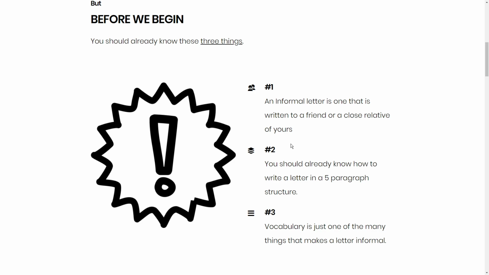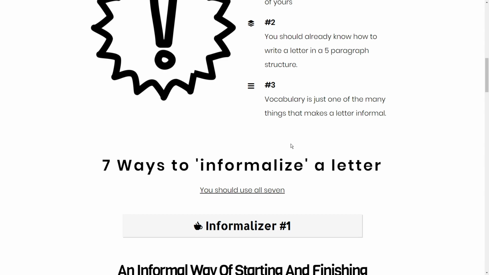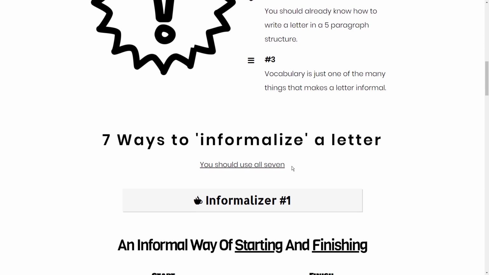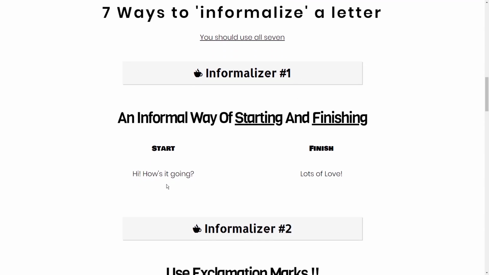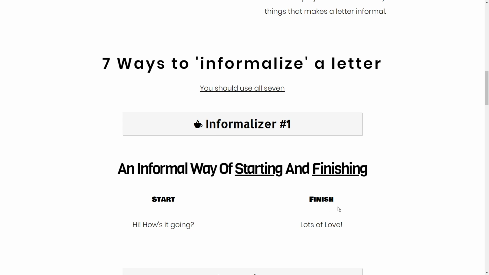So I'm going to give you 7 steps in which you can informalize a letter, and you should use all 7. So informalizer number 1, use an informal way of starting and finishing. So how do you start? How's it going? How do you finish? Lots of love.